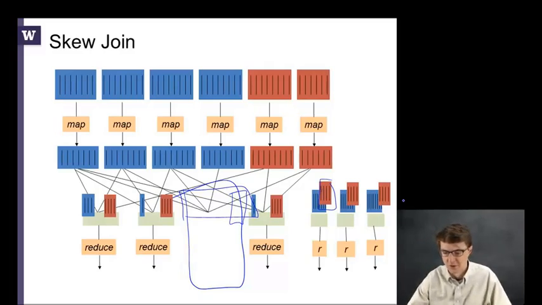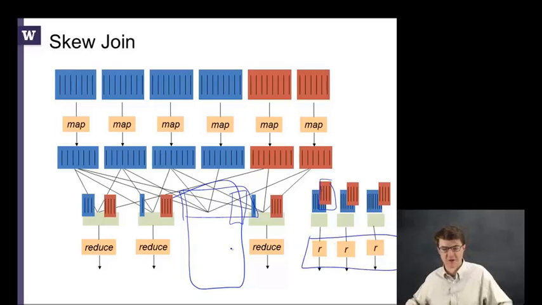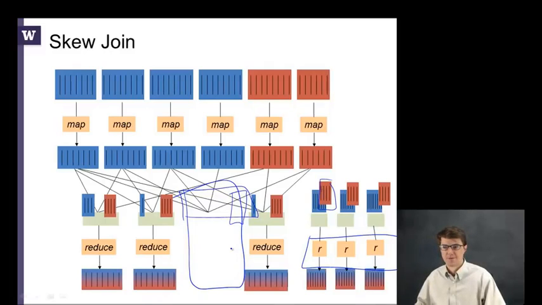So now you've got 3 reducers working on this problem as opposed to just one, and you get things a little bit more balanced. This skew join is something that Pig can do if you specify it. It won't do it automatically though. And so now we get our entire joined relation, which is what we want.